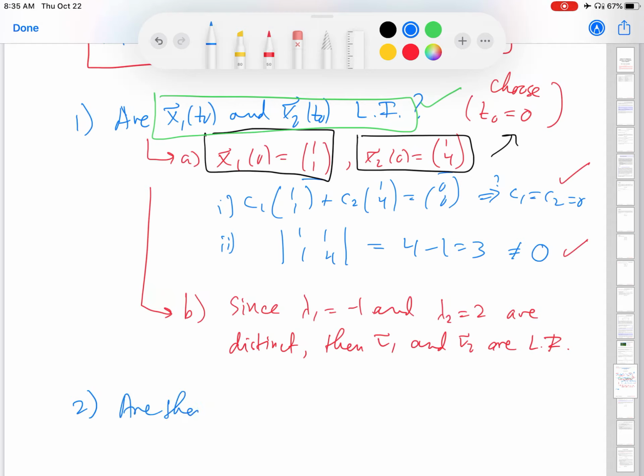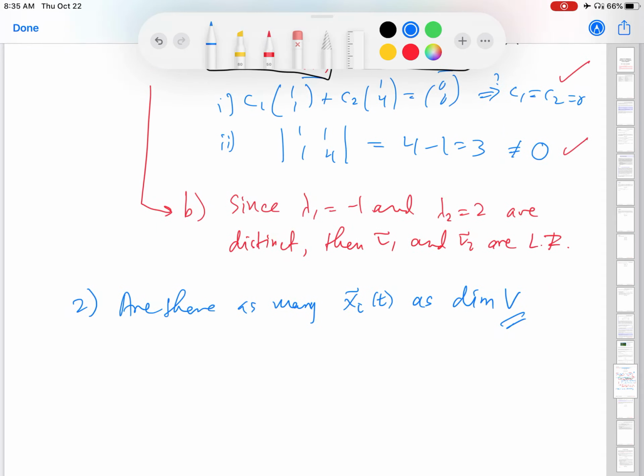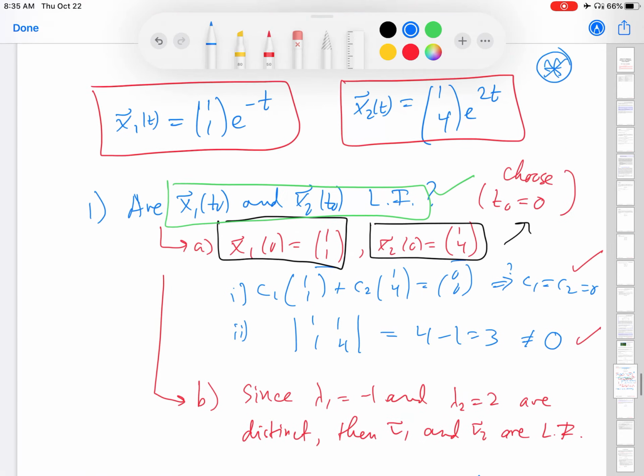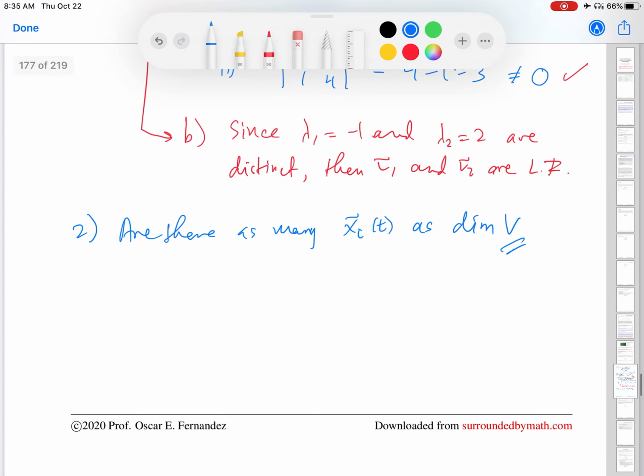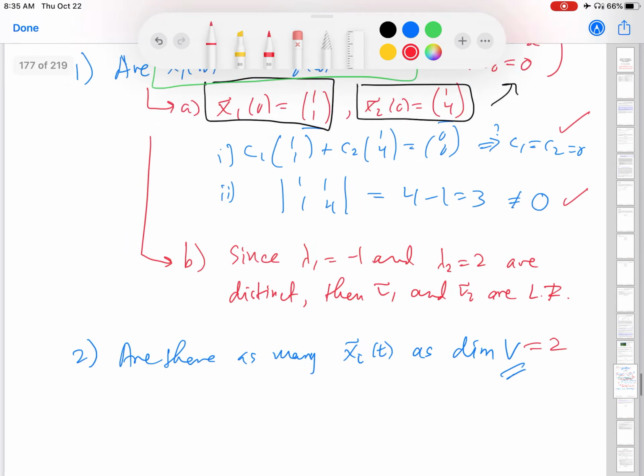Then, going back to class notes B in the previous video, the next question we ask is: are there as many vector valued solutions as the dimension of V? Here I'm talking about the space of solutions to the problem we're looking at. Equivalently, the number of equations in the system, equivalently the size of the matrix. So let's scroll up here. This is a 2 by 2 matrix. There are two equations in the system. The set of solutions V has dimension 2. So 2 is the important number here. In this case, 2, and the answer is yes.